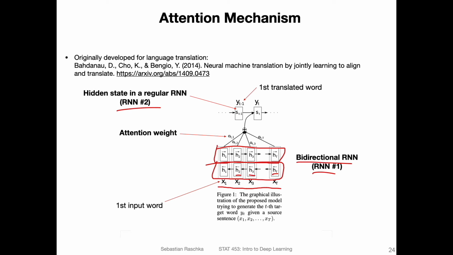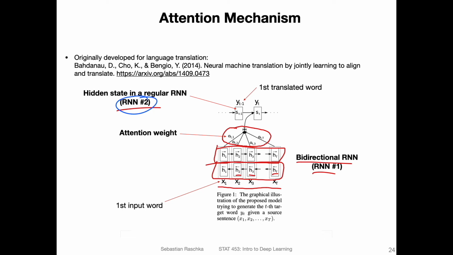So yeah, this is a bidirectional RNN. It produces these hidden states, and from the hidden states there will be these attention weights that will be computed. I will show you how that works in the next couple of slides, but here's just the overview. So we have a bidirectional RNN, then we compute these attention weights, and these go into our RNN that does the translation.